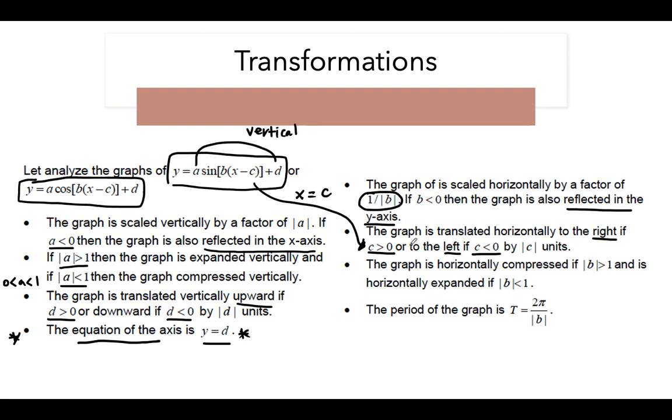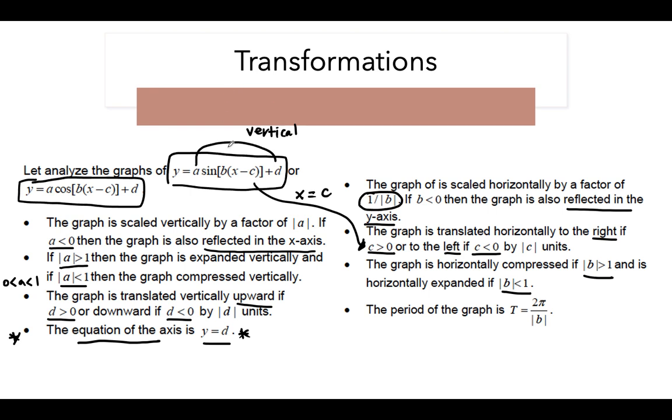And lastly, same thing for B, we are going to flip it. So if B is greater than 1, we say it's horizontally compressed, and if B is less than 1, then we say it's horizontally expanded. So this is the case if you were to flip it.